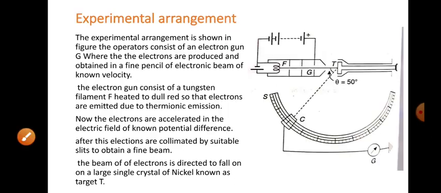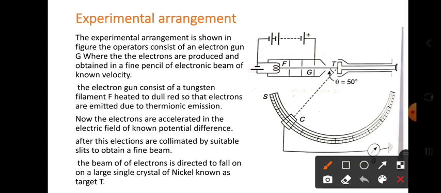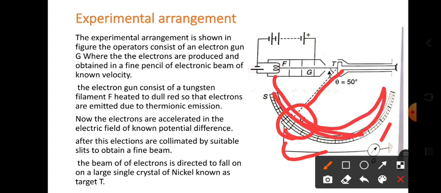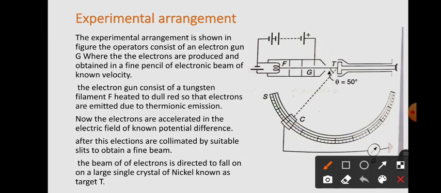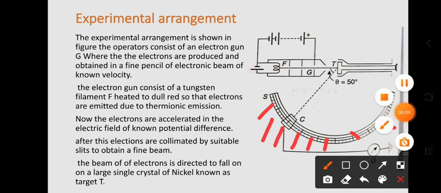See the diagram once again. Electrons come in this direction, and this is the Faraday cylinder, connected to a galvanometer. The galvanometer shows how much current is passing through it. It has a graduated circular scale. Graduated means a scale which contains the readings.